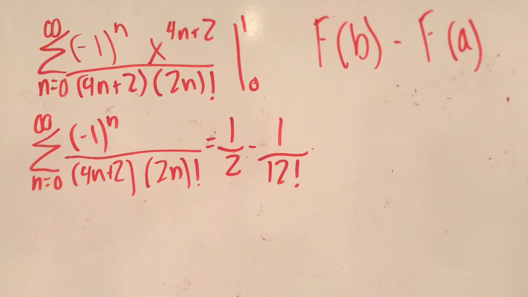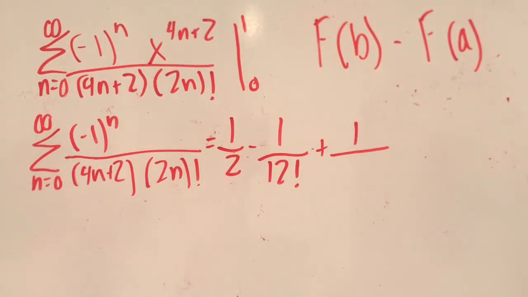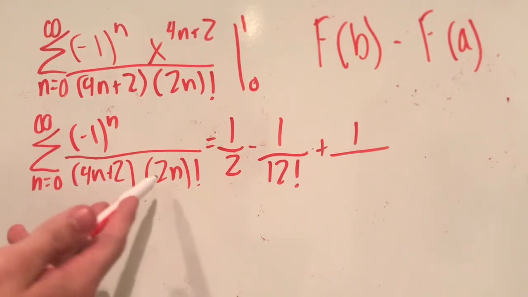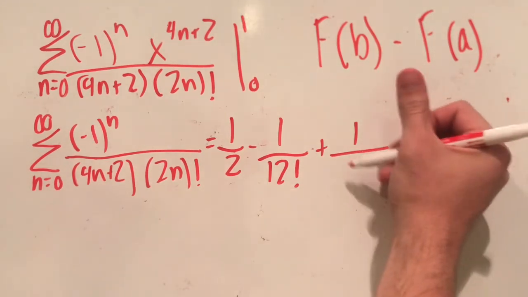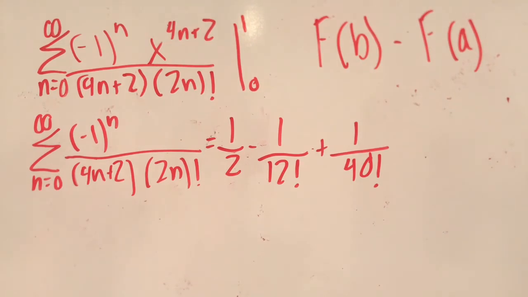Alternating series, so the next term is going to be positive 1 over, plug in a 2, you get 2 times 4 is 8, plus 2 is 10, 2 times 2 is 4, 10 times 4 is 40, 40 factorial. And that should be plenty of terms. This would go on forever to get the actual function, but we're just evaluating from 0 to 1, so that should be enough terms.